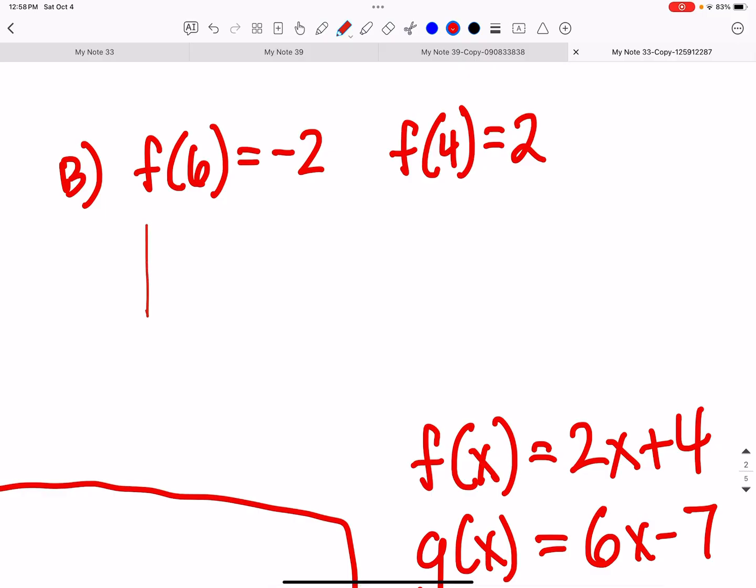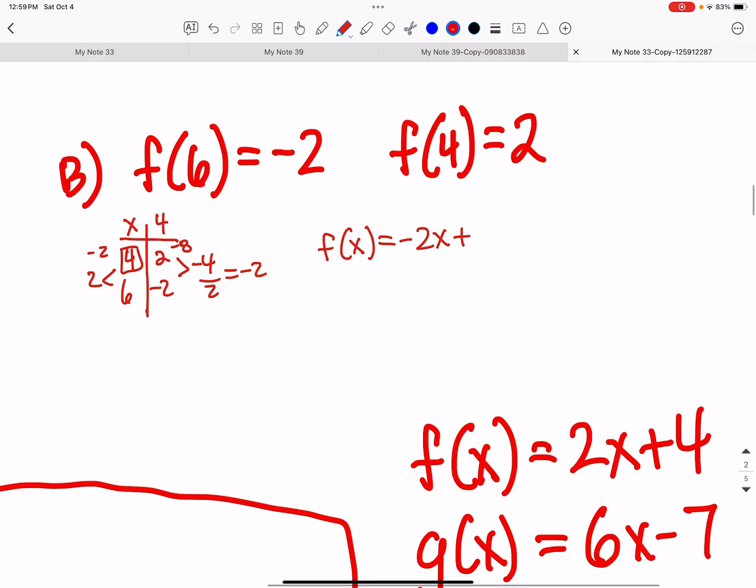All right, if I plug in 4, I get 2. If I plug in 6, I get negative 2. So I lose $4 every 2 days. So that's a negative 2. So the f of x, if I plug in x, I'm going to get negative 2x. And if I multiply this by negative 2, I should have negative 8. Why do I have positive 2? It's because I added 10. Or down here, if I lose $2 every day for 12 days, I should have negative 12. Why do I only have negative 2? I added 10.